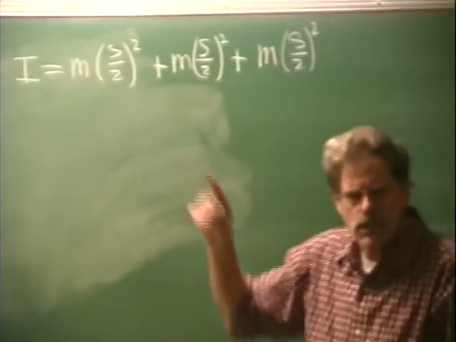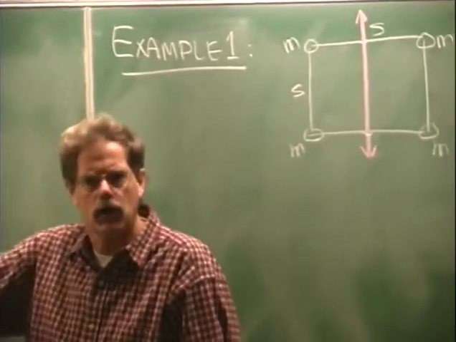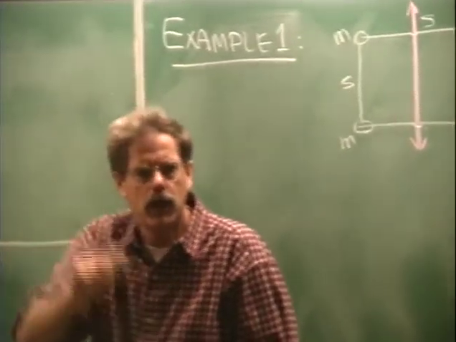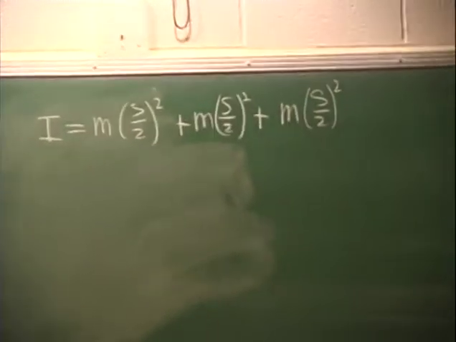No, this is the distance from the axis. That r is the distance from the axis. I don't care if it's on the left or the right or sticking straight out. All I care about is what the distance from the axis is. In this sense, it's rather unlike calculating center of mass. It's easy to confuse the two calculations.